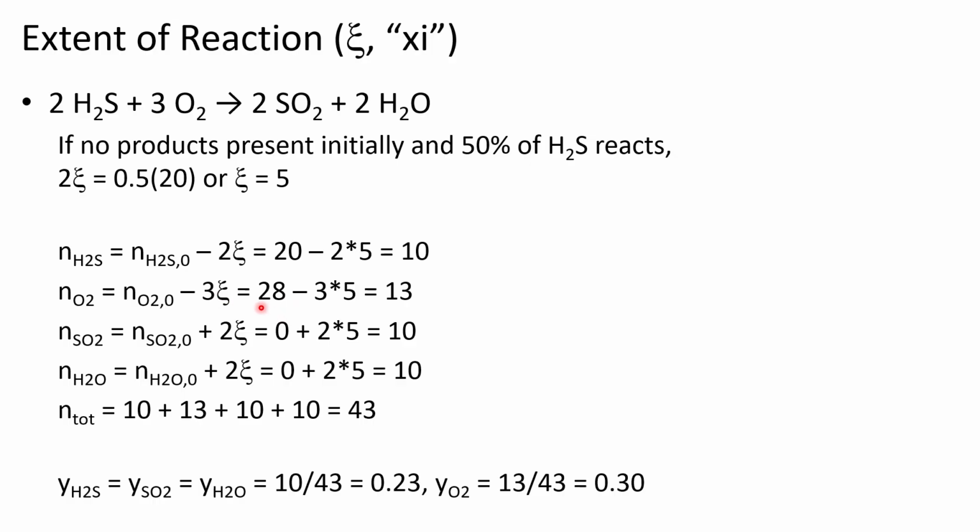Plugging in the numbers, we had 28 that enters. We're going to subtract off 3 times the extent of reaction, which we set as 5. So we perform the math here. We end up with 13 that exits.